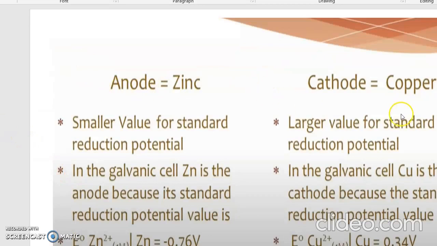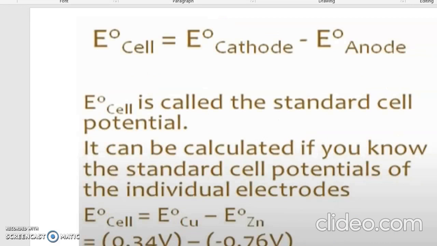Anode is zinc and cathode is copper. The smaller value of reduction potential indicates that the anode is zinc. The larger value of E0 indicates that the cathode is copper. So E0 values are given. Next is calculation of E0 of the cell. E0 of cathode minus anode. Cathode has the highest value, that is 0.34, copper. The lowest value is zinc, minus 0.76. So E0 of the cell is 1.10 volt.